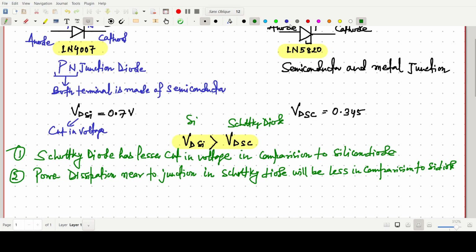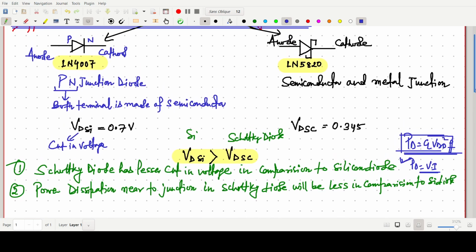Because of this very important formula for power dissipation, CL VDD square F, which is the square of the supply kind of thing, but this one is for a CMOS inverter, so it is better to go for the formula PD equals VI. If voltage is less, power dissipation will be less. So power dissipation near the junction will always be less in the Schottky diode.